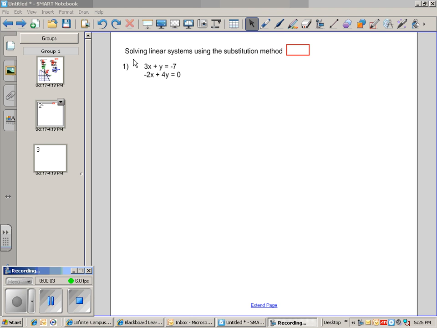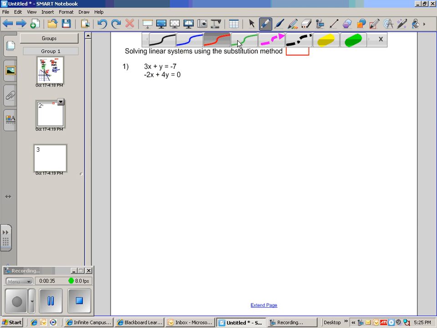Alright, here we are going to solve a linear system using the substitution method. First thing you want to do when looking at solving systems using substitution is identify which variable in equation 1 or equation 2, the top or the bottom, might be best to solve for. Our whole goal here, we're going to use this red box as we talked about in class.